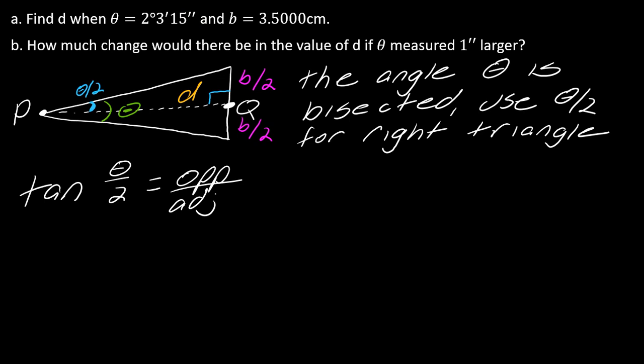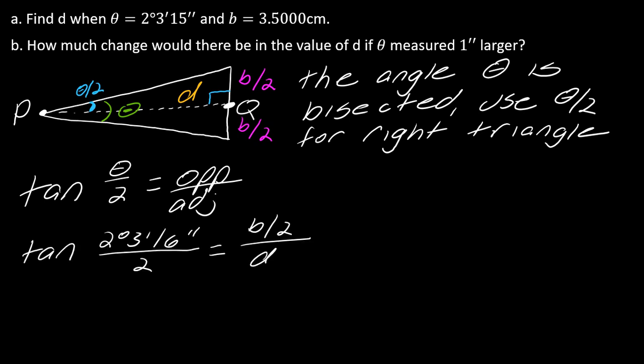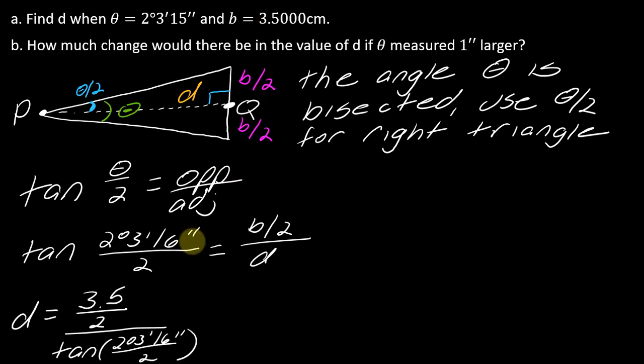I would recommend that you pause the video here and try this second part by yourself to make sure that you understand it. When you think you've got it, we'll go through the solution in detail together. So pause here. Okay, I'm going to plug in my pieces. It's literally the same thing: 2 degrees, 3 minutes, now 16 seconds divided by 2, all the same stuff. So I have 3.5 over 2 divided by the tangent of the same calculation, except now it's 16 seconds.